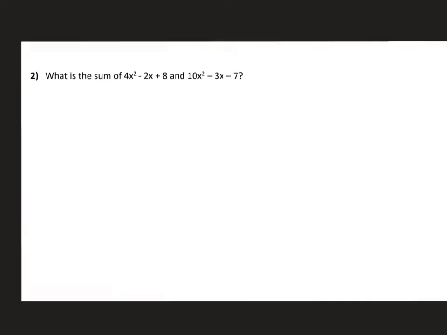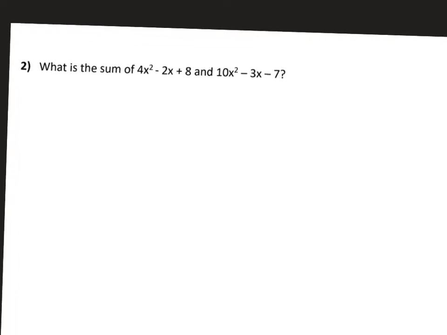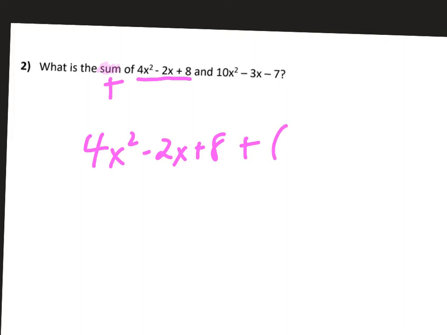So your next one is saying, what is the sum of 4x squared minus 2x plus 8 and 10x squared minus 3x minus 7? Okay, so right away, I want to look at my key term. So my key term is sum. And I know from my reference table at the very top of my page that sum indicates that I actually need to add. So I'm going to take this first expression, 4x squared minus 2x plus 8, and I'm going to add it to this expression over here.